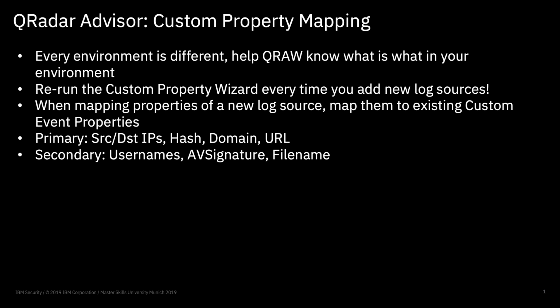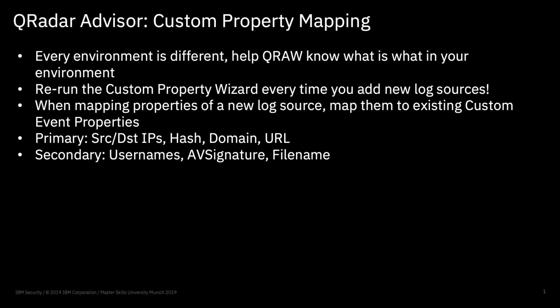So every time you add a new log source, see if there's any data not being extracted, such as IPs, hashes, domains, URLs. And if there is, make sure you map your custom event property and then rerun your custom event property wizard in the QRadar Advisor config. I'm going to show you that in a few seconds. And one thing to note, and I'm going to show you this again as well, is that when you're mapping custom properties of a new log source, try to map them to an existing custom event property, because that's how QRadar custom event properties work.